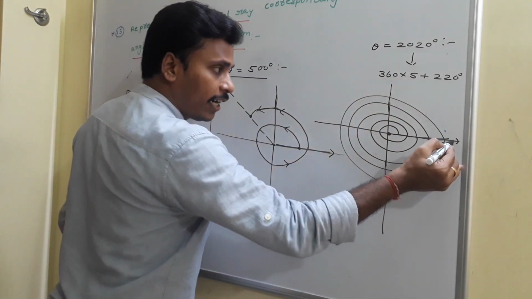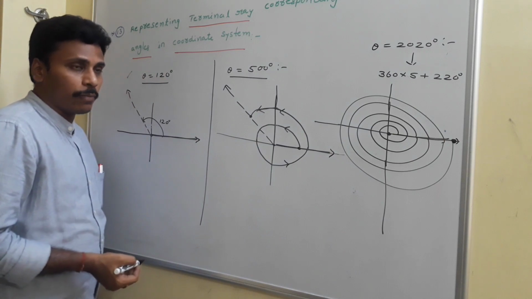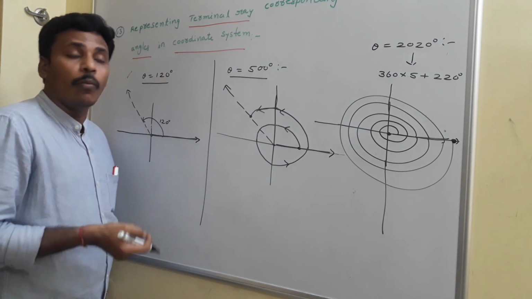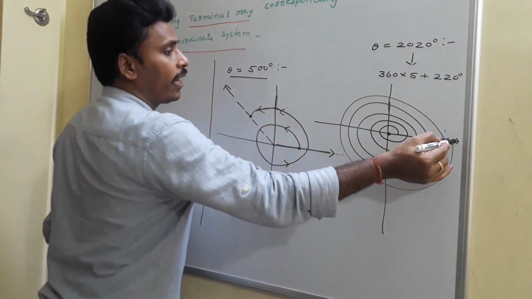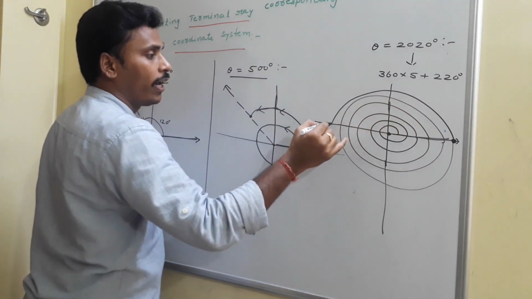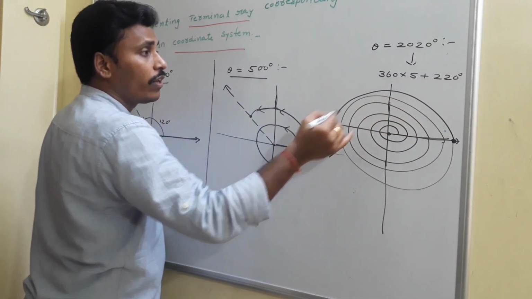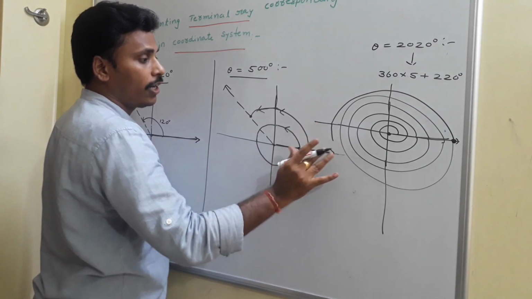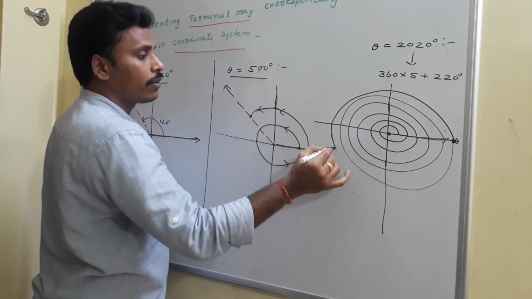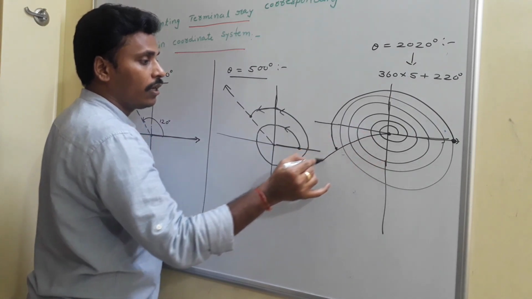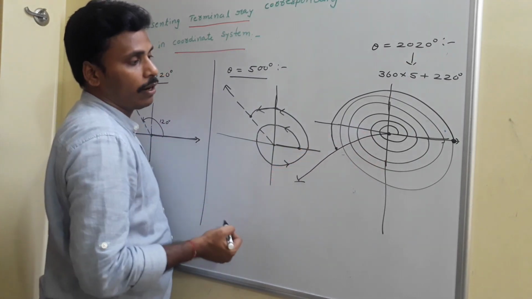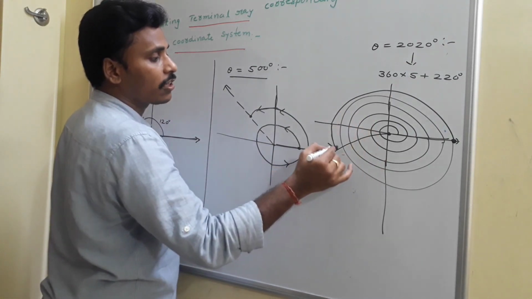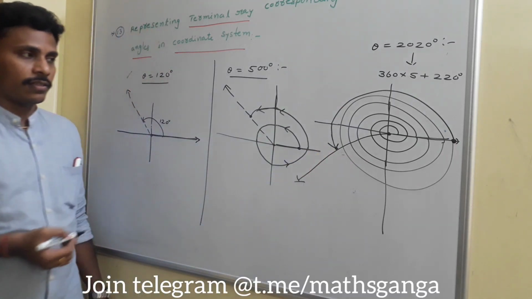I am here itself because five rotations are completed. Now to represent 220 more, I need to rotate again. See, 90 more and 180. Right? So we need 220 now. Now I am at 180, so you need to move 40 more degrees. If you move some 40 more degrees, approximately this is the position of the terminal ray. And since we are moving in this direction, you need to indicate the arrow like this.